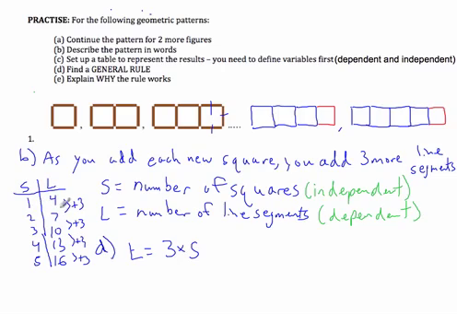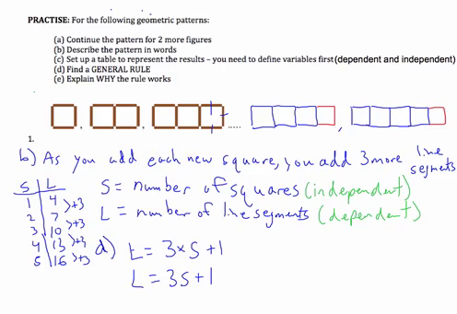And does that work out? If I do 3 times 1, do I get 4? No, I need to add an extra 1. Okay, so L equals 3S plus 1. 3 times the number of squares plus 1. And it works. You can check it for 5. 3 times 5 is 15, plus 1 is 16.